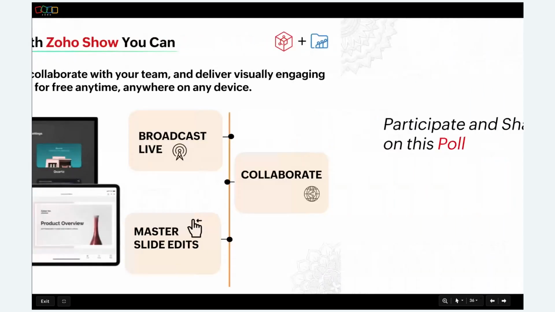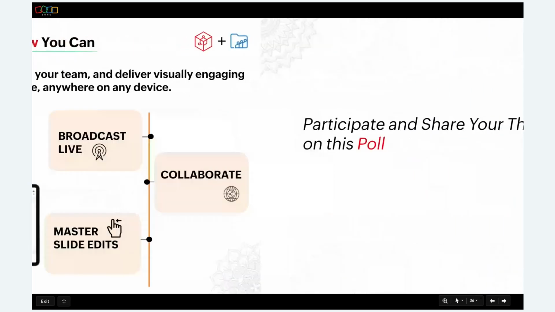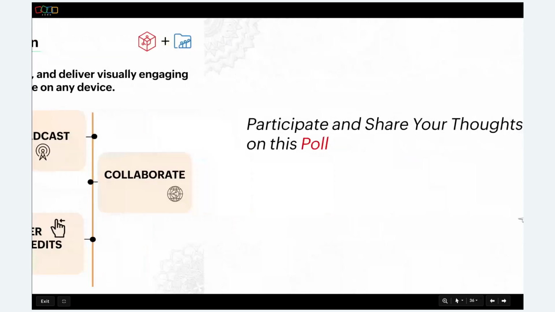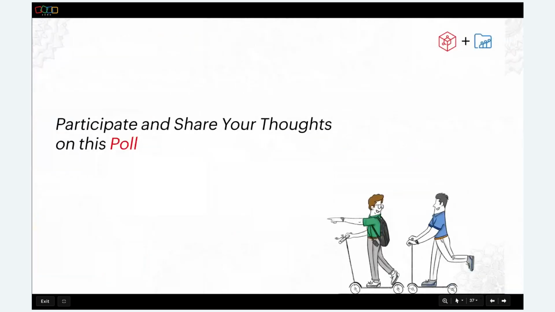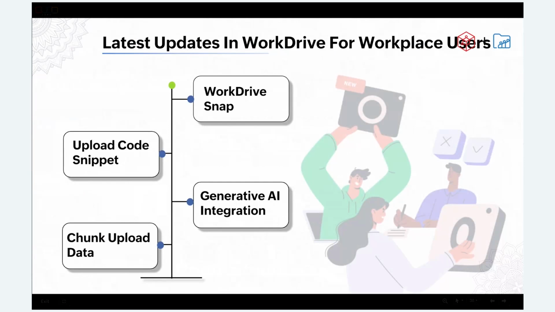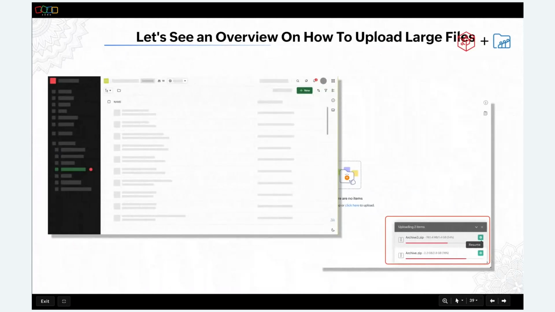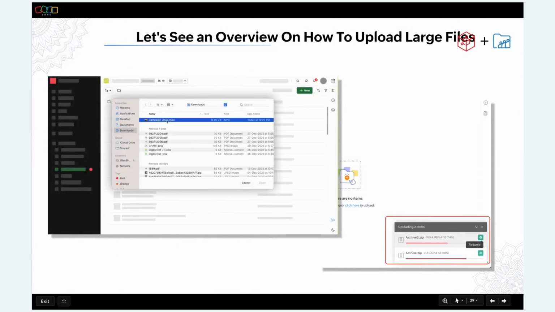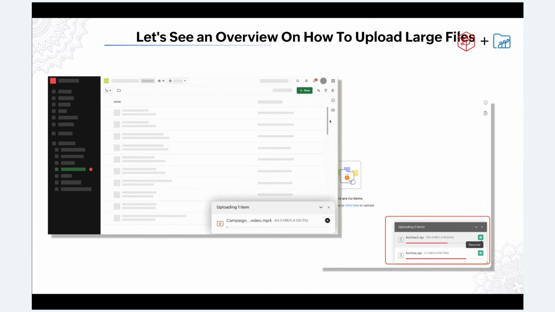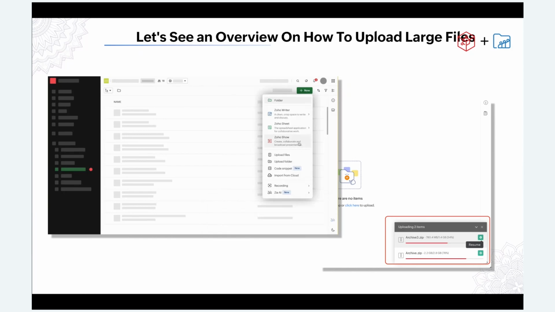Okay, absolutely, Priyanka. So, in the upcoming slides, we will focus on WorkDrive Snap, code snippets, generative AI, and chunk upload. So, let's start with one of the new exciting features, that's WorkDrive's advanced upload management. Imagine you're working on a large video project for a client and need to upload multiple gigabytes of raw footage to WorkDrive. Previously, a single interruption in your connection could mean starting the entire upload process over again.